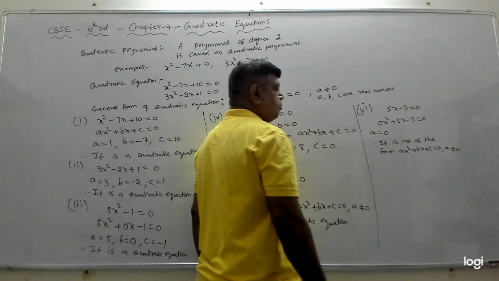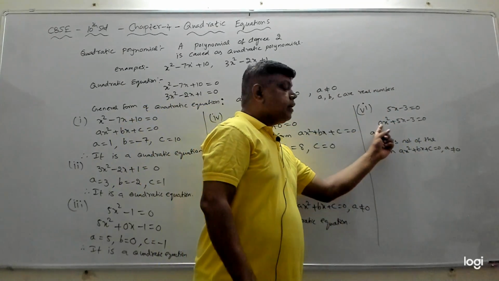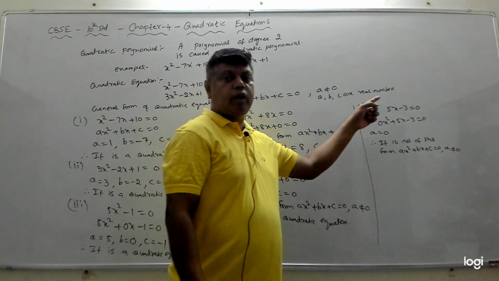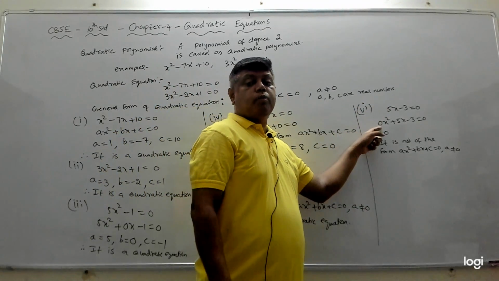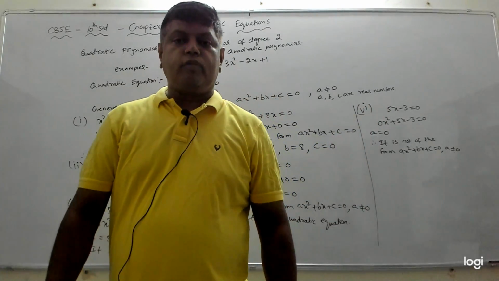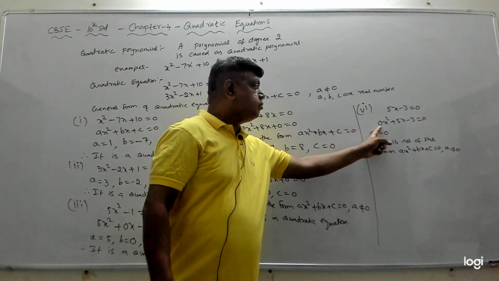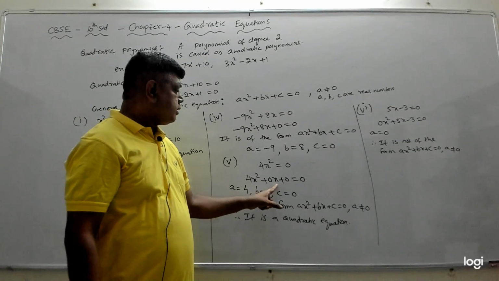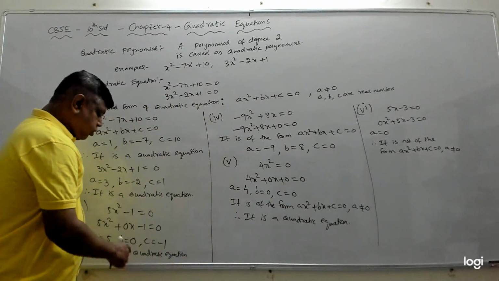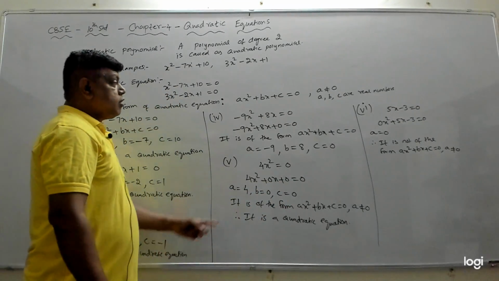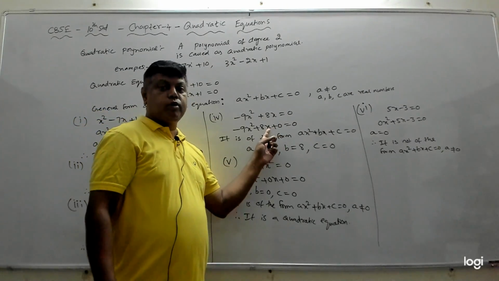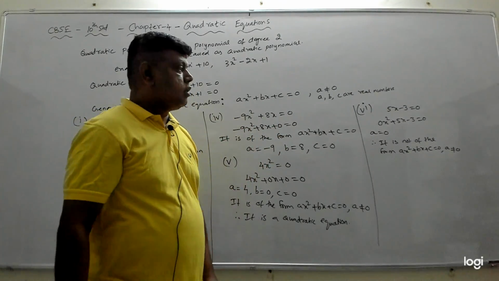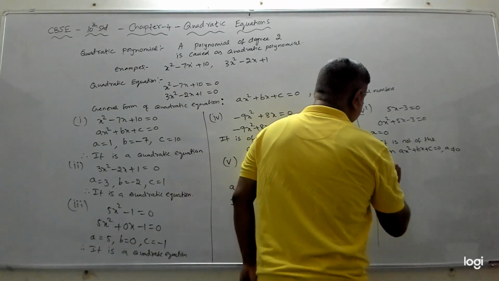It is not in this form because you cannot get a equal to 0, which means you cannot write this like this. You cannot put 0x square. For x square alone you cannot put 0 because then a will become 0. For other terms you can put 0, like here we have put 0x and 0. So for b and c you can put 0, but a you cannot put 0. Therefore, it is not a quadratic equation.